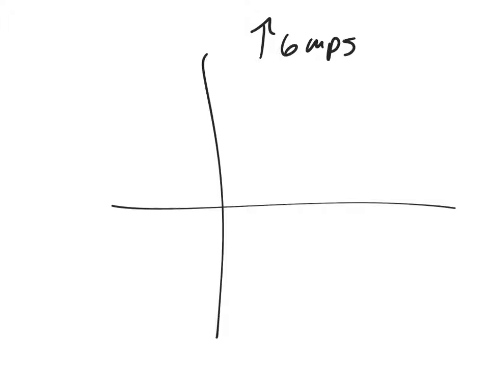Okay, so how do you write an equation for something that is going upward at 6 meters per second and has a starting height of 3 meters? Write an equation for that. You should be able to do that.